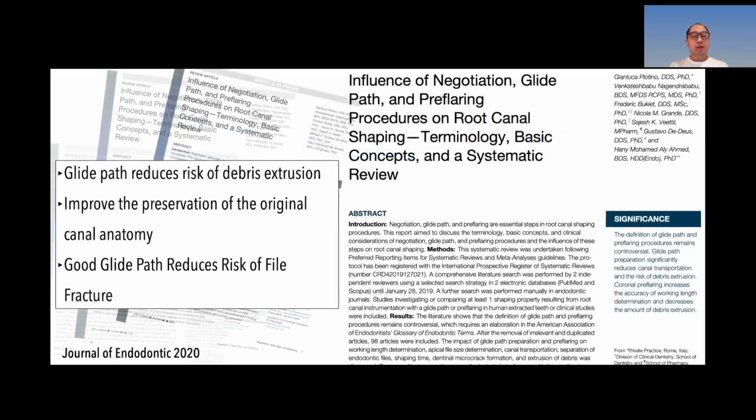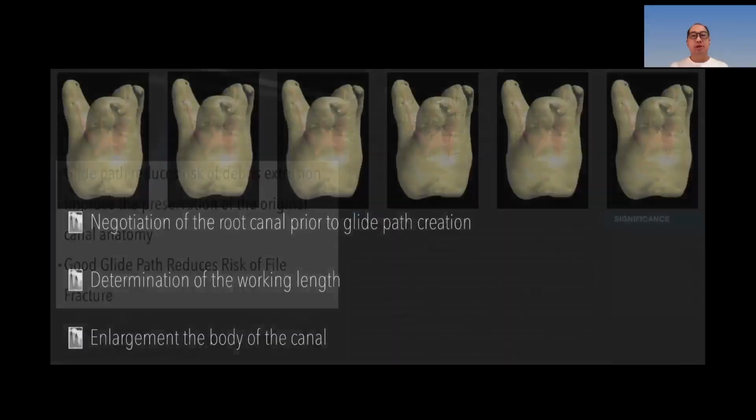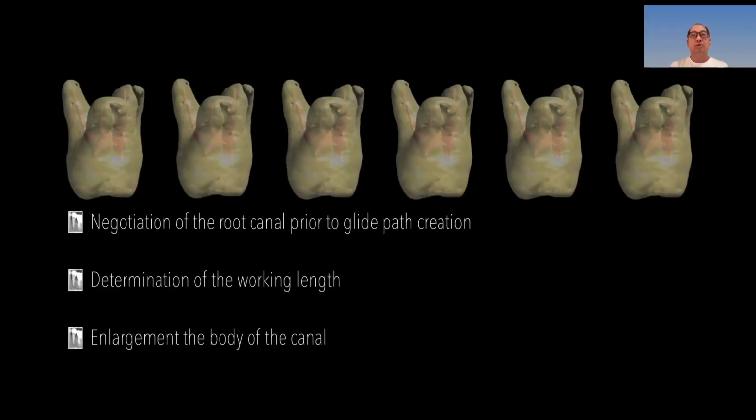So why is the glide path very important? Because it gives us many advantages. It can reduce the risk of debris extrusion. It will also improve the preservation of the original anatomy. It also reduces the risk of file fracture. So a glide path prior to shaping is necessary to be created in our root canal system in order to give us more advantages and create the shape that we want to have in our root canal.